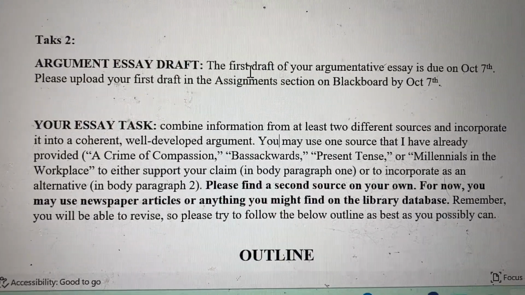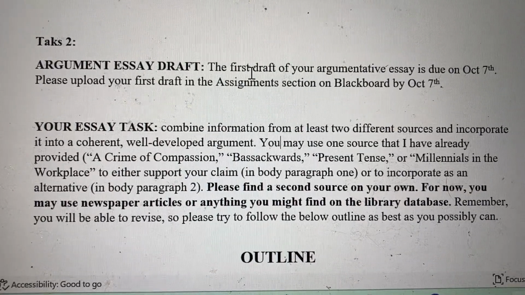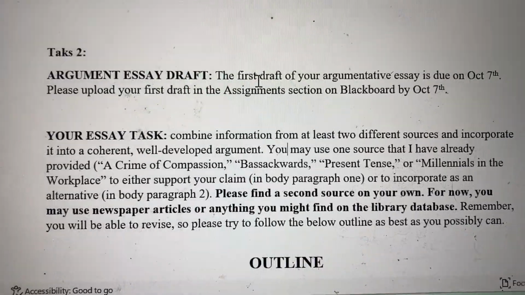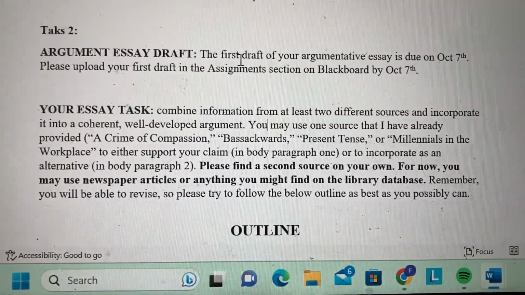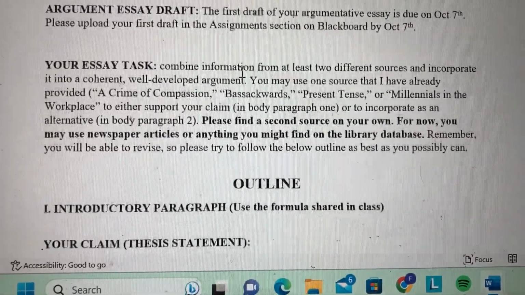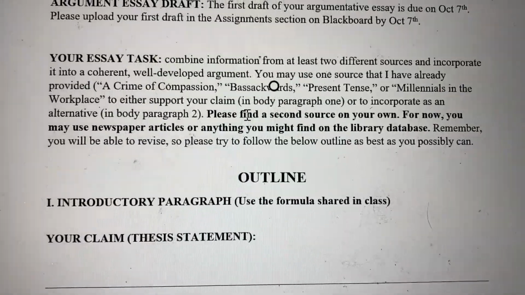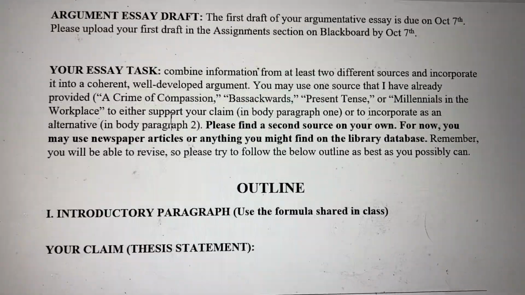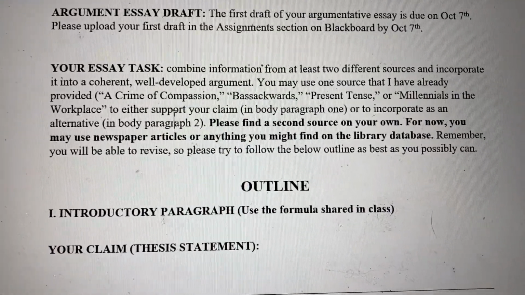As you know, your first draft of your argumentative essay is due on October 7th, which is next Saturday. I'm just going to walk through a few things. The task for the first draft, keep in mind a first draft is something that you may revise, so if you feel that you didn't quite hit the mark on the first try, that's fine. We'll work together. I'll give you notes, and then you can revise over the course of a week.